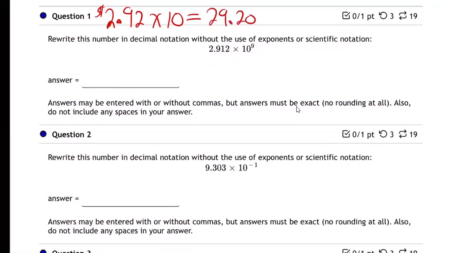$29.20. Yeah, it just moves the decimal one spot, doesn't it? Exactly, right? We know that, don't we? It just simply moves the decimal one spot. The bill would be $29.20, right? So multiplying by 10 moves it one spot.